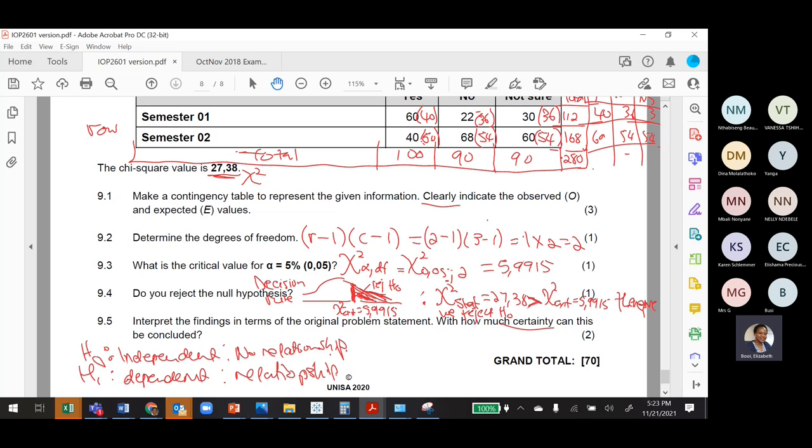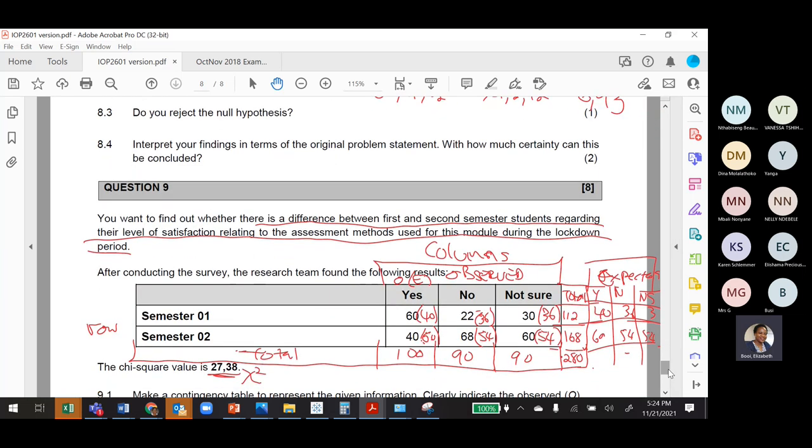The same thing that you have been doing the whole time when you answer this question, you could have said: because it's a 5% level of significance with 95% certainty, there is no significant difference, because we rejected the null hypothesis, which said there is no relationship. So here we would say there is a relationship between the first and second semester students regarding their level of significance, or you could have said there is a significant difference between first and second semester students regarding their levels of significance.